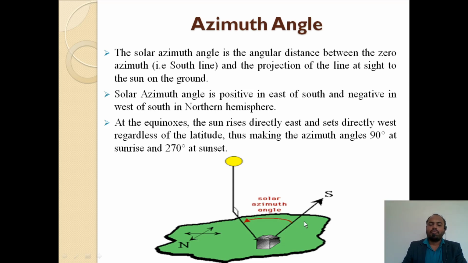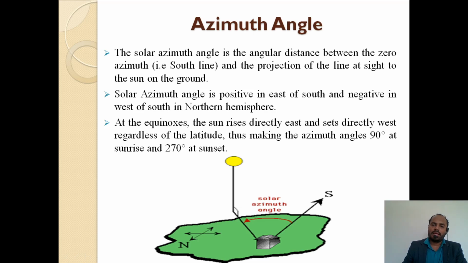Once again, with respect to the south direction, when we take a projection of the sun over the ground, that horizontal direction angle is nothing but the solar azimuth angle. In the northern hemisphere, we measure the solar azimuth angle with respect to the south direction, and in the southern hemisphere, with respect to the north direction.